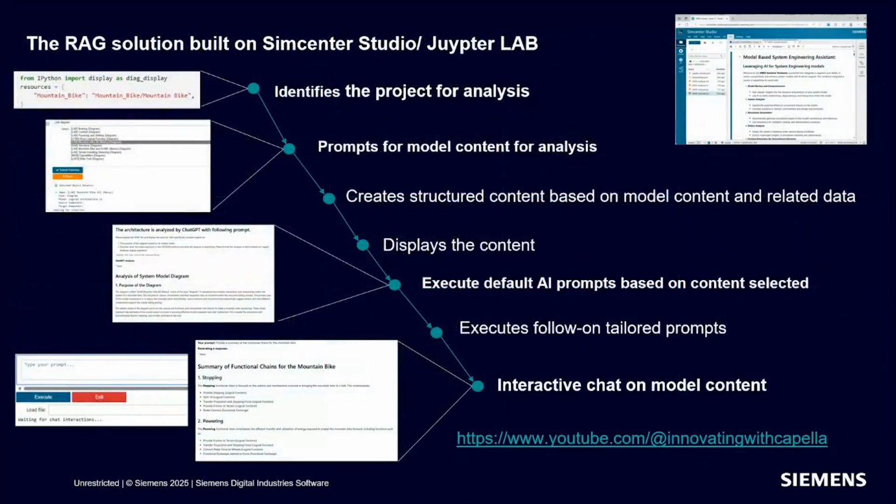So you'll find on my YouTube channel, I kind of walk through this RAG solution. Basically, the RAG solution allows you to identify a project for analysis. It gives you the ability to have prompts for model content for analysis. It can create structured content, and that's essentially the fabric is what I'm creating. I'm creating essentially a digital fabric from the Capella model that I can then hand off to AI so that this fabric can be turned into clothing. I mean, that's essentially what I'm doing. And basically think of the model that you have as a lot of content in there. I need to basically create the fabric first, and then with that fabric, I can go and do it.